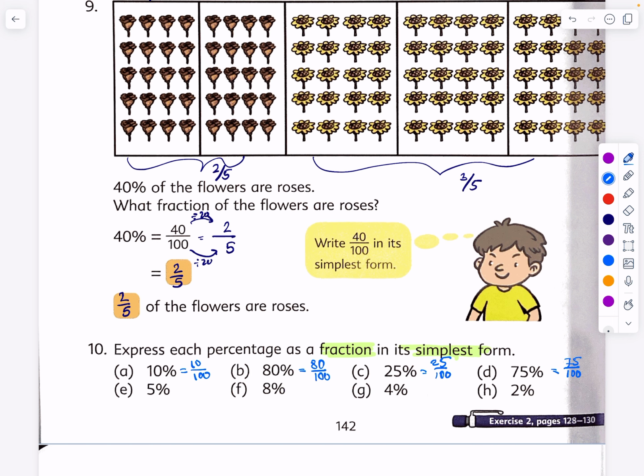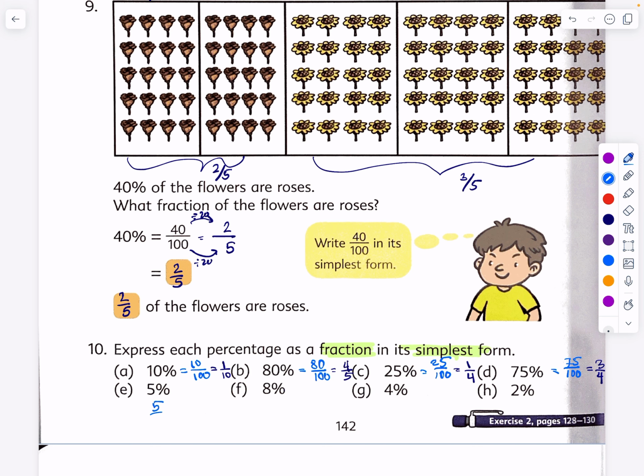Next, we have to simplify. Well, this is 1/10. This is 8/10 divided by 2, it is 4/5. You can probably do it in your heads already. 25 hundredths is 1/4. 75 hundredths, I hope you remember quickly, it's 3/4. 75 cents is 3/4.